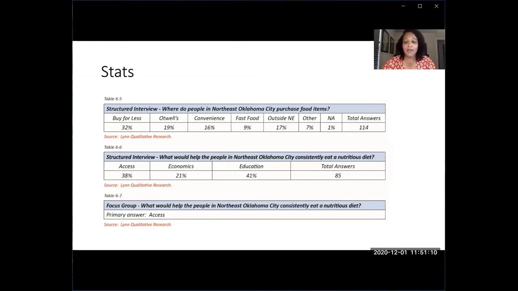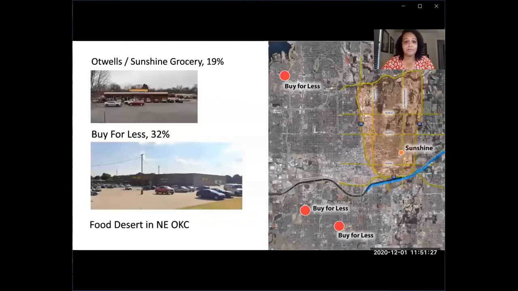It's not that the community doesn't want healthy, fresh, and affordable foods. It's that they don't have access to them. And I think that's really important. And again, thinking about centering that narrative versus people don't want those things. They do want those things, but they need to have access to them if that's going to be a possibility.